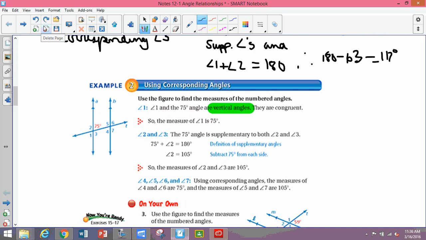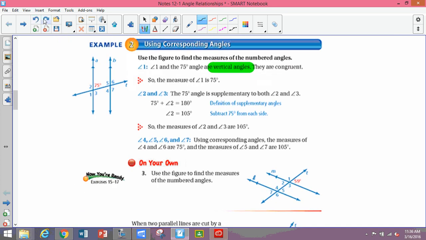Okay, so we also want to talk about vertical angles. We've talked about vertical angles before. Vertical angles are kitty corner angles, right? They're opposite, and we know that they're equal. So therefore, in this diagram, angle 1 is 75 degrees because it's a vertical angle to 75. And you also know that angle 4 is 75 degrees because 1 and 4 correspond to each other. Therefore, you know that 6 is 75 degrees because 6 and 4 are vertical.